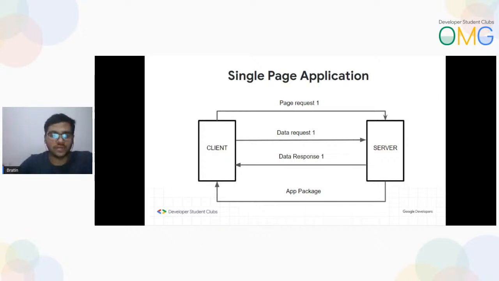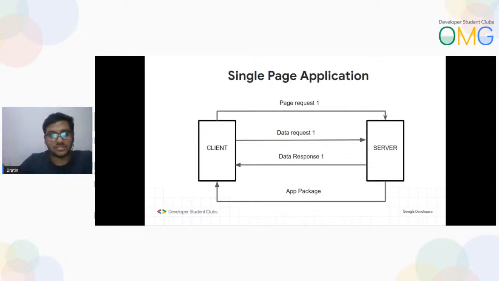So for example, you want to fetch data from any API or from Firebase. In that case, you have to make some data calls. So whenever you are loading a page, you have to send a data request. The data request goes to the server and the server responds with the data. You may be thinking that last time we also had a request, but that was a page request. Here what we have is a data request.